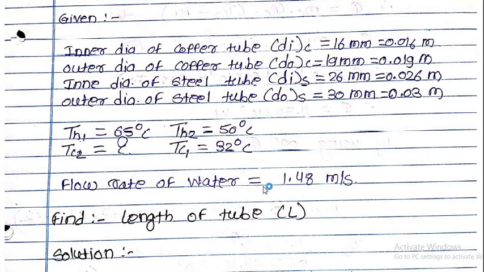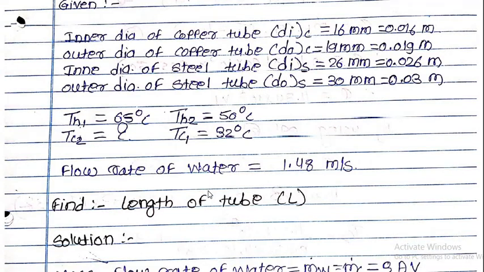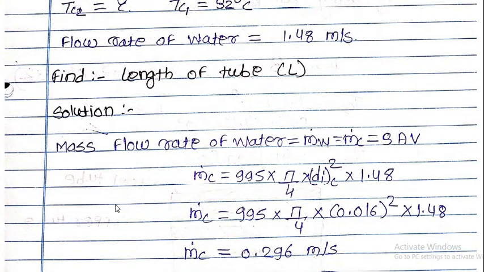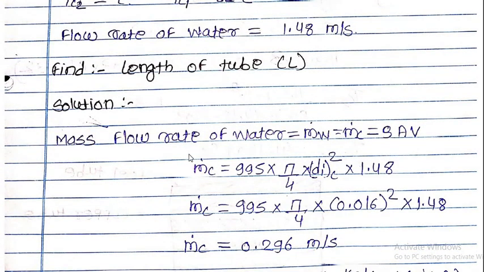Then the flow rate of water is provided. That is nothing but the velocity of water. It is provided as 1.48 meter per second. Okay. So then we need to find out the length of tube to solve this particular problem. So now the solution. Actually, first of all, we need to find out the mass flow rate of water, because here the flow rate of water is provided. So on that basis, we have to find out the mass flow rate.